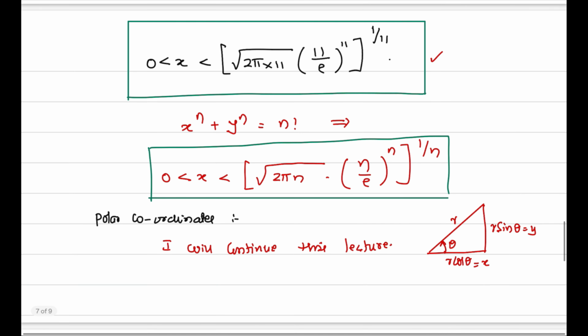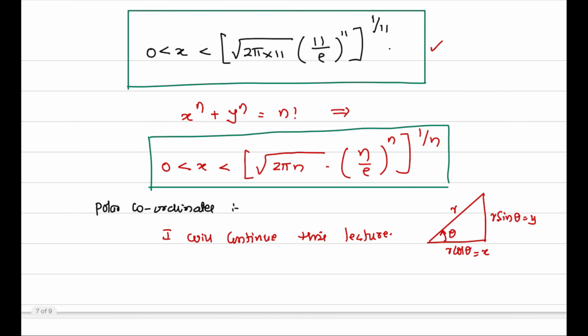And whatever we have done till now, we have done on Cartesian coordinates, and polar coordinates we will be doing in the following lecture.